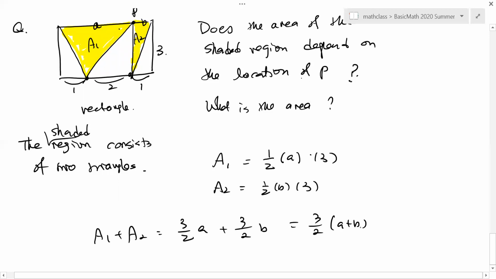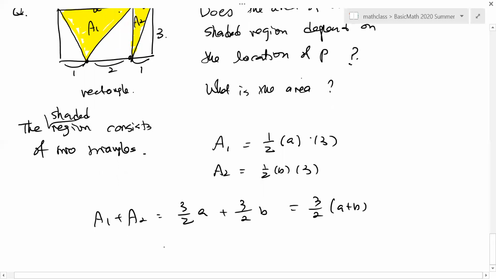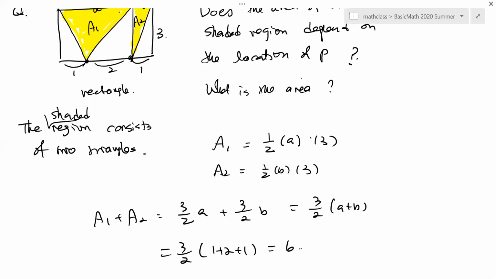A plus B is the length of this rectangle. I don't know the exact value of A and B, but I know the sum, which is going to be 4. So that is going to be 1 plus 2 plus 1, which is 4. So that's why 4, and then it's a 6. And multiply them. All right, A plus B is the length of the rectangle. So this is a pretty tricky problem. Right?